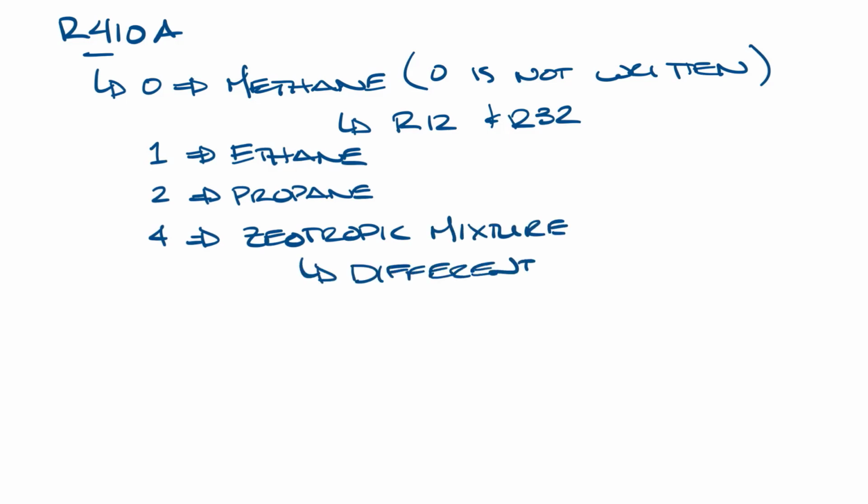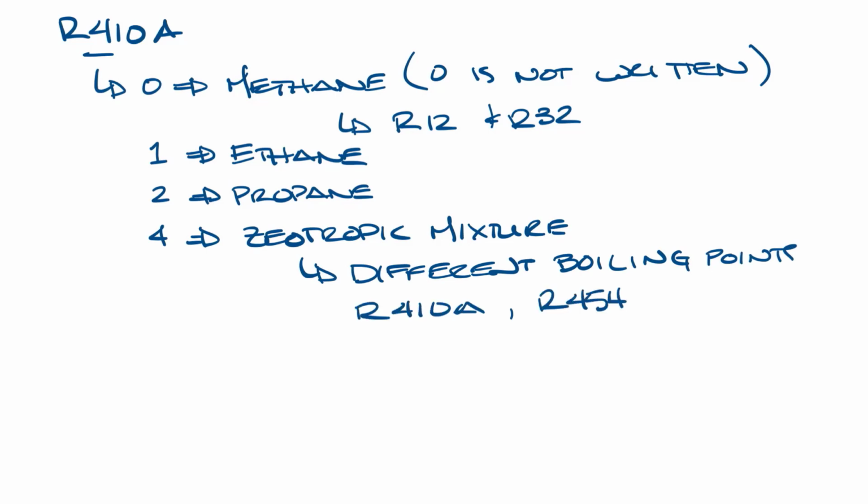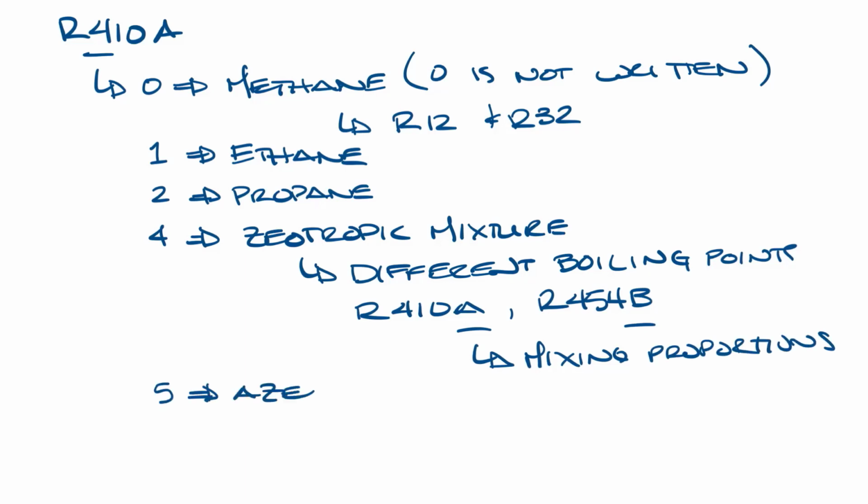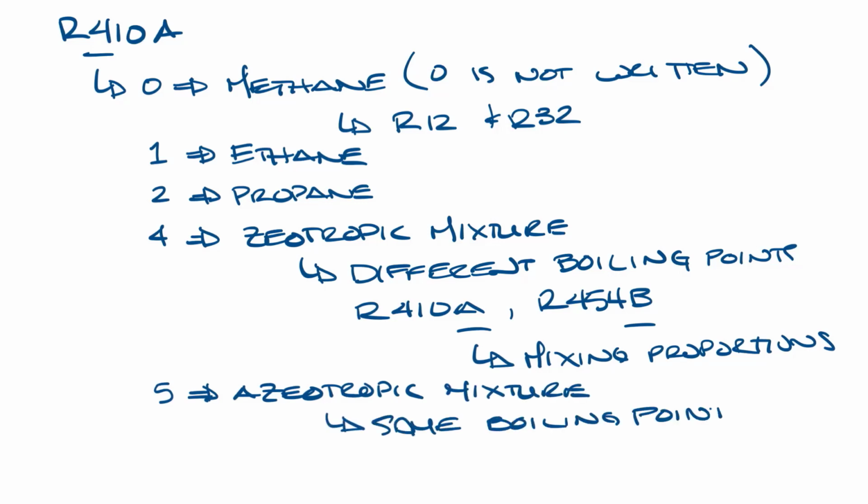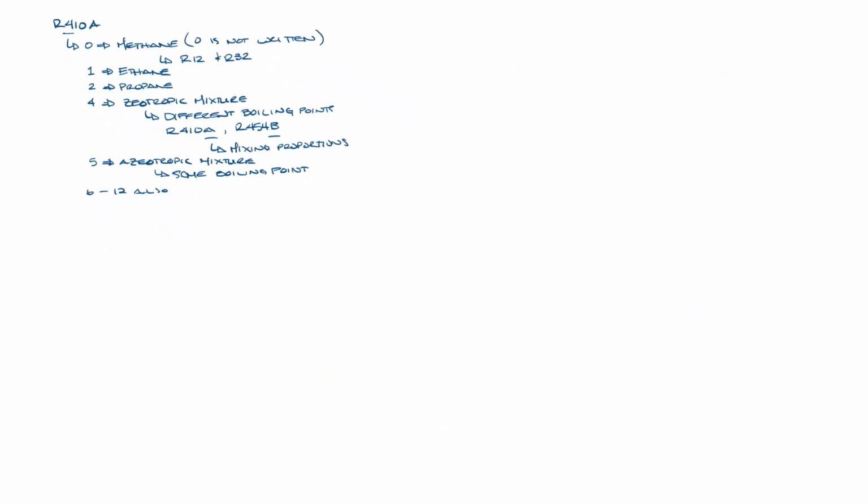Zeotropic mixtures have different boiling points. So R410A and R454B are zeotropic mixtures, where the capital letters at the end describe specific mixing proportion of the different components. 5 is an azeotropic mixture, meaning that the mixtures have the same boiling points. There's also 6, 7, 11, and 12, but I won't go through all of those today. You can go back to the original basics video if you want to know about those.